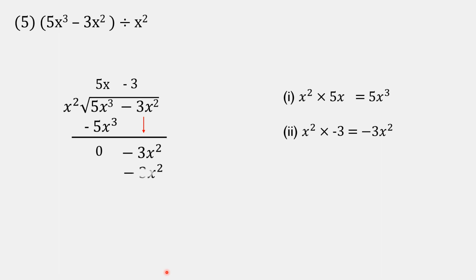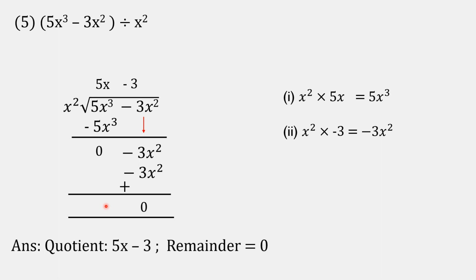Then below that you have to write 3x square, because x square into minus 3 gives minus 3x square. Now both are with minus. When you do subtraction, the sign will change, so it will become plus. So with opposite signs, it will cancel, because minus 3x square plus 3x square, you will get remainder as 0. So student, we have solved this. Let's write the final answer: quotient is equal to 5x minus 3 and remainder equal to 0.